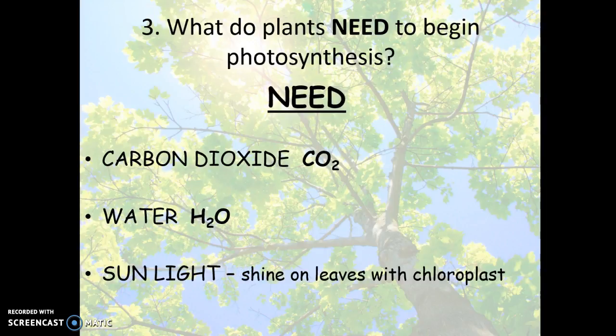Number 3, what do plants need to begin photosynthesis? Oftentimes this will be referred to as the reactants. What does the plant need to start the reaction of photosynthesis? And it's 3 things. Plants have to have carbon dioxide, they have to have water, and they have to have sunlight. And the sunlight has to be shining where there's chloroplasts, which most of the time is on their leaves. Sometimes it can be stems, but most of the time leaves.